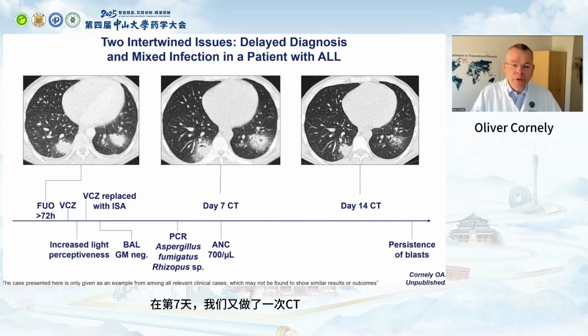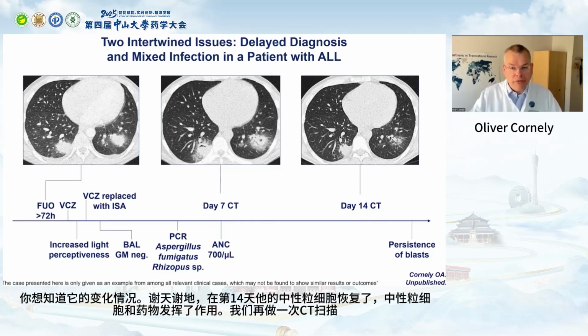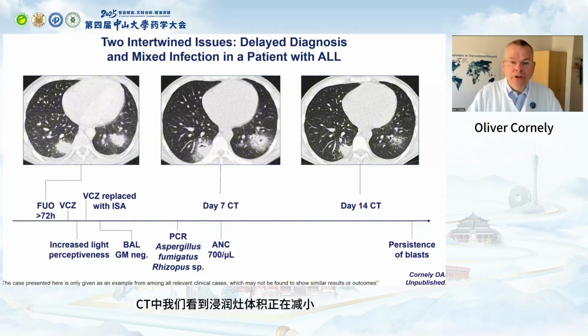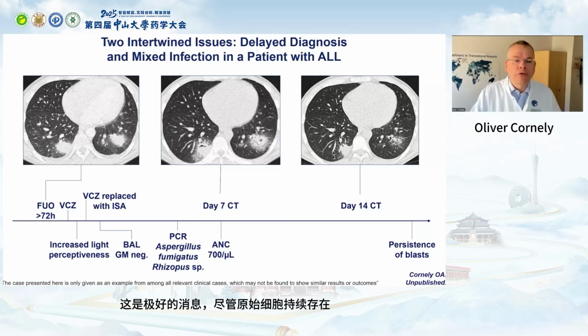And on day 7, we did another CT, because that is what we do as per guidance. Every week a CT, if there is an infiltrate, you want to know how it behaves. And the neutrophils came back, thankfully. On day 14, another CT scan, the neutrophils and the drugs did their job. So we have infiltrates that are decreasing in size, which is wonderful, good news. Despite persistence of blasts, that's always impressive, and was achieved here with the use of isavuconazole.